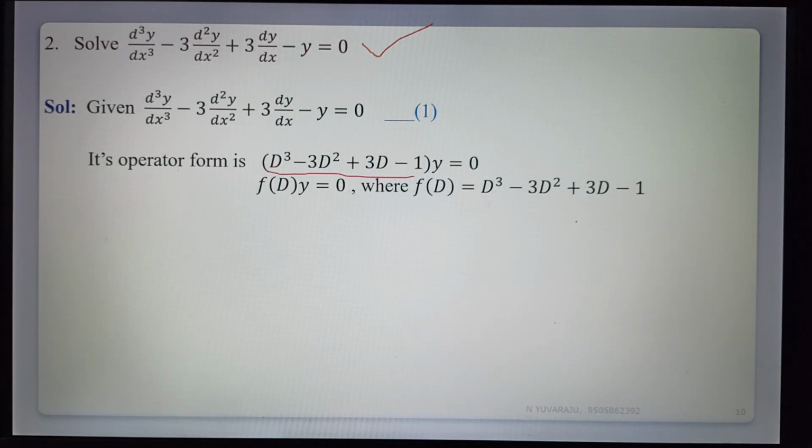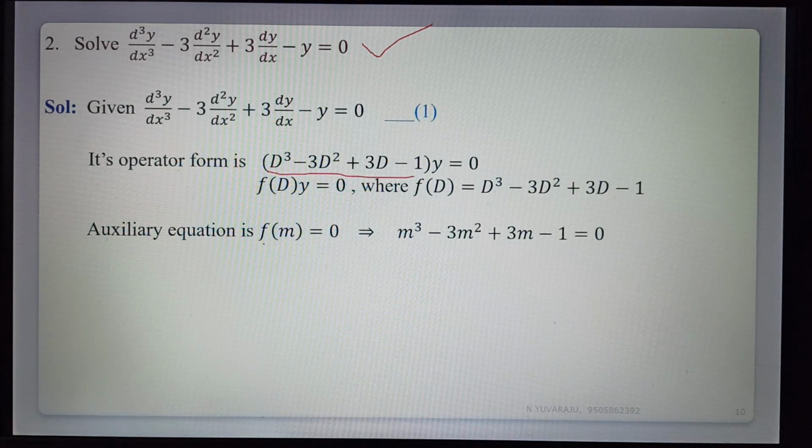Take the auxiliary equation: f(m) = 0, replacing D with m. That is m³ − 3m² + 3m − 1 = 0. This is a third degree polynomial equation. Now finding the roots: this is of the form (a − b)³, where a = m and b = 1. That is (m − 1)³ = 0.